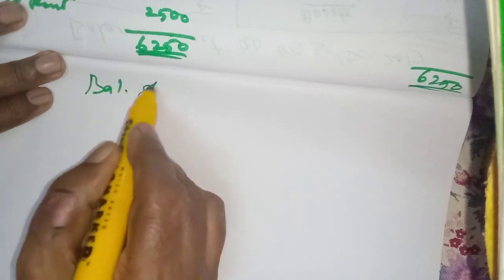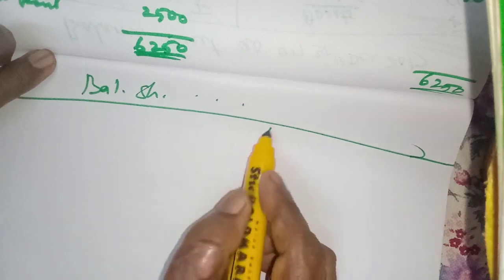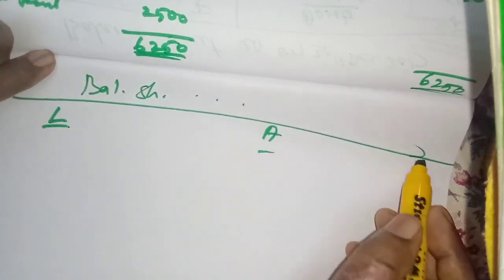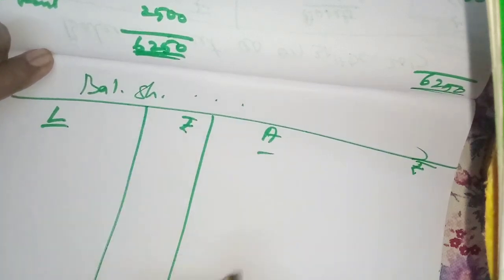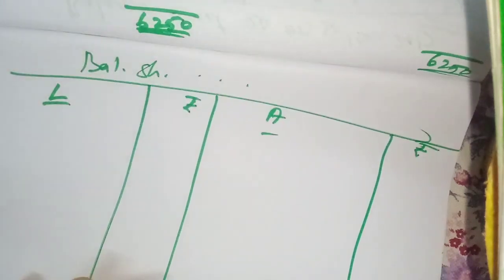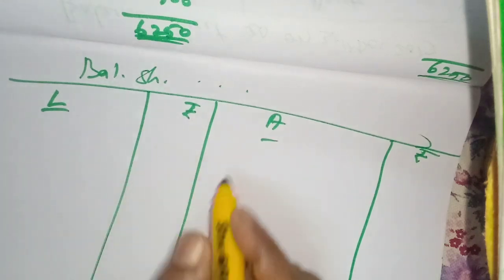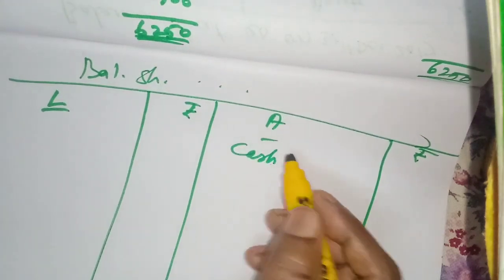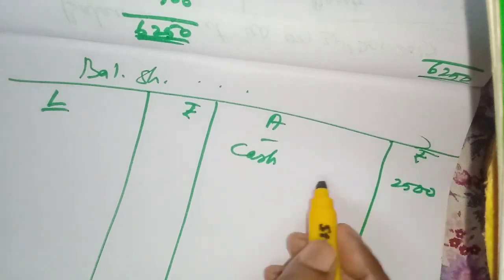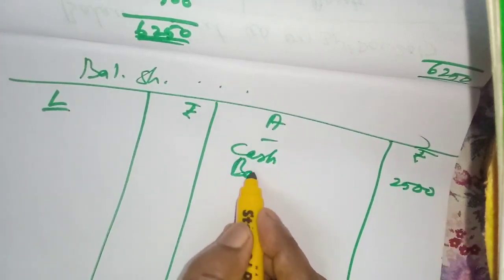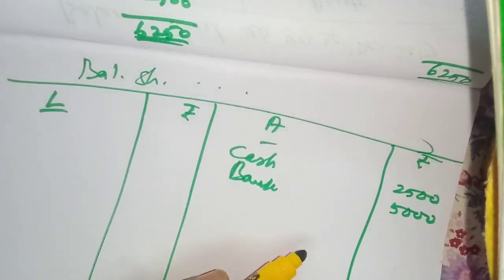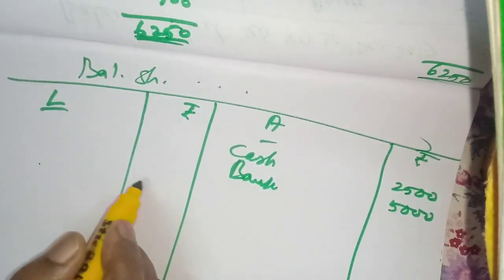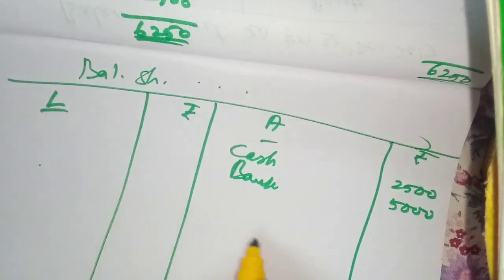Okay, balance sheet as on, you have to write. Okay, assets, liabilities. Okay, rupees. First, cash is given, so you write cash 2,500. Then bank 5,000. Then freight inward, purchases, drawings will come on this side, isn't it? And wages.